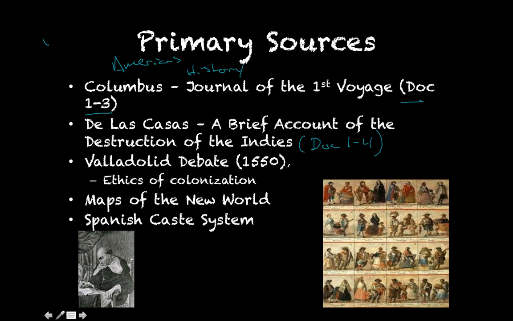So remember, we talked about that in class. Take a look at that. A quick Google search and you can find that. I'm sure there are videos on it too. Maps of the New World are sometimes used in multiple choice questions on the exam. And then the Spanish caste system is the primary source document that shows the different ethnic groups. This is Las Casas over here, Bartolomé de las Casas. That's him, probably writing something about how bad the Spanish were to the natives.